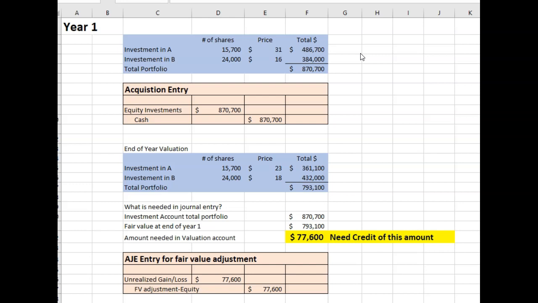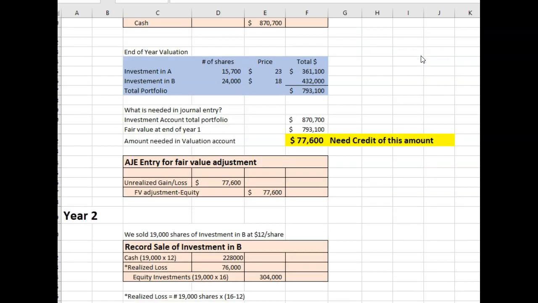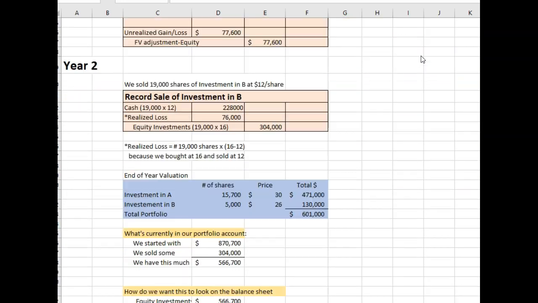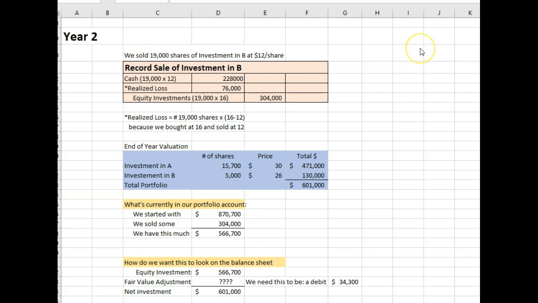All right, now when we get into year two, we've got another complication that's going on with this particular example. So not only are we counting over two years, we actually are making a change. We are actually selling part of our investment. So in year two, we sold 19,000 shares of investment in B, and that was at $12 a share. That occurred at the very beginning of the year, and I know it might not make much sense because we just said at the end of the year it had a value of, I'm not sure what we said the value was, but anyway, it changed between two or three days. I don't know.